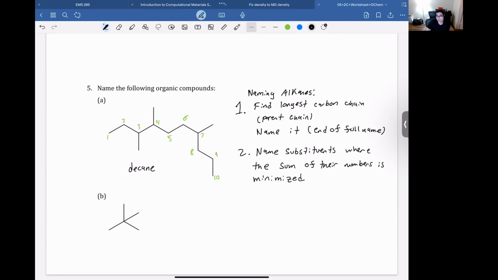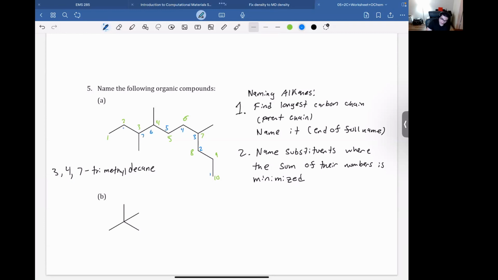So if I were to name it like this, there's a methyl group on 3, there's a methyl group on 4, there's a methyl group on 7. So this is 3,4,7-trimethyldecane.